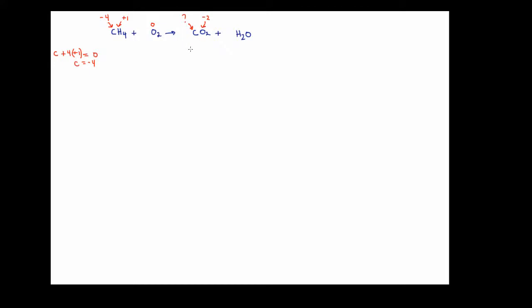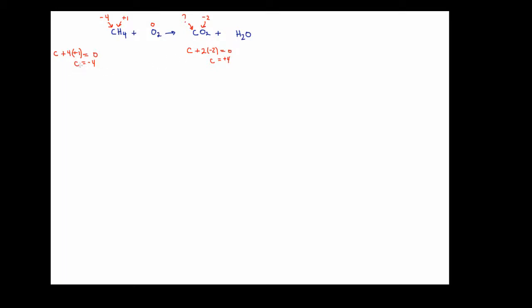So we set up our little equation. We're going to have C plus 2 times -2 for the oxidation number of the oxygen. This is equal to 0. So in this case the carbon's going to equal +4. Now you can see clear cut that the carbon underwent a change in oxidation number. So for sure this is an oxidation or a redox equation.